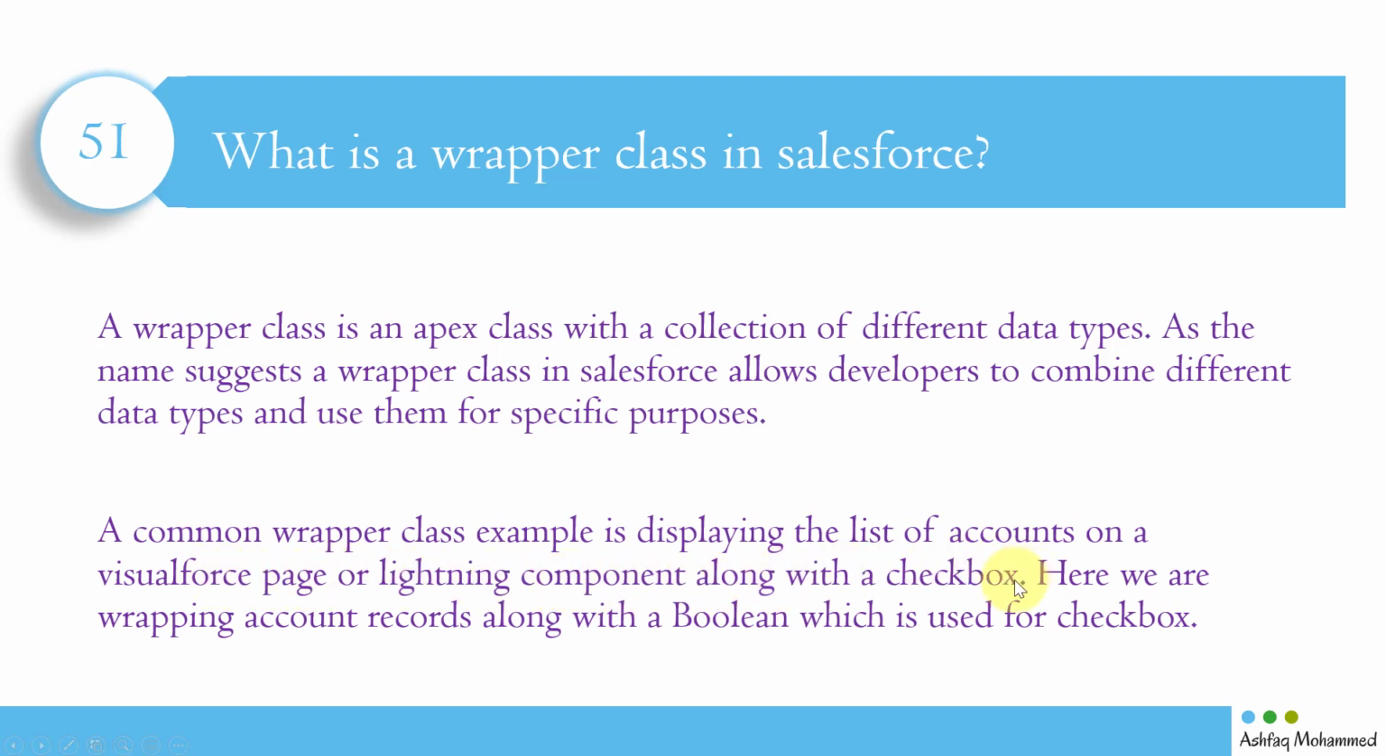Normally this is the example people give: we display a number of records in a grid, and we also have a checkbox at the beginning of each record. So here we are combining the checkbox and the account record together, which means we are wrapping those two things. This can be a good example. Here we are wrapping account records along with a Boolean value. The checkbox is nothing but the Boolean value used for the checkbox.